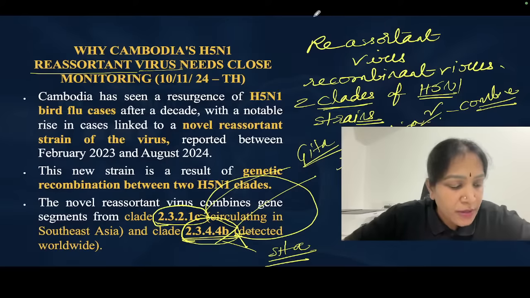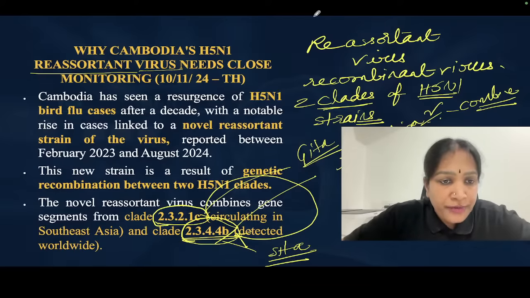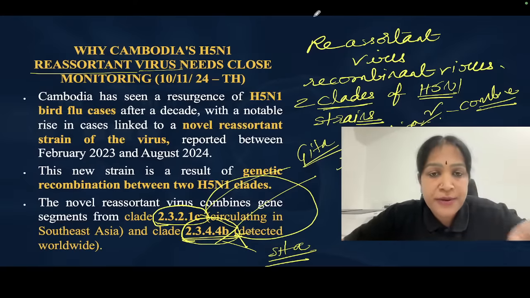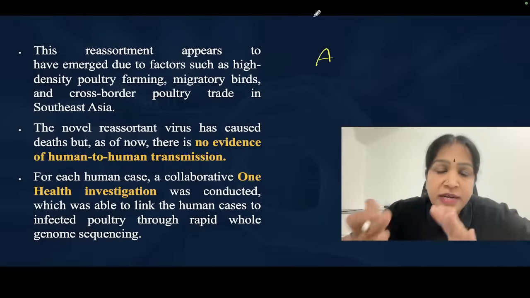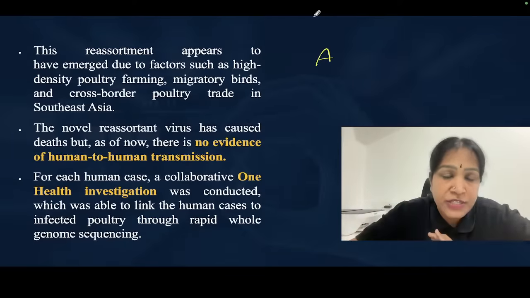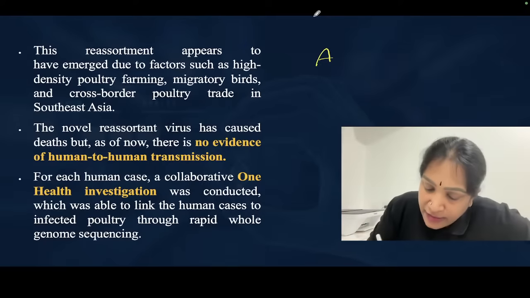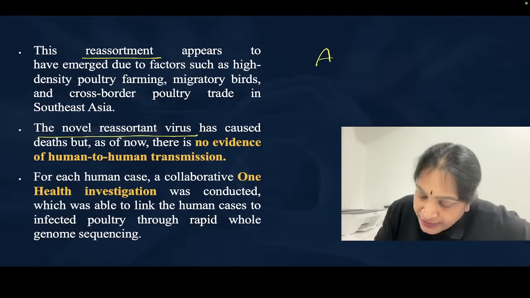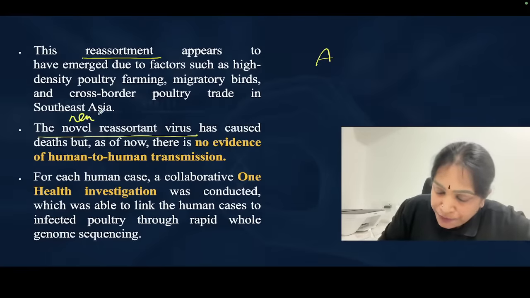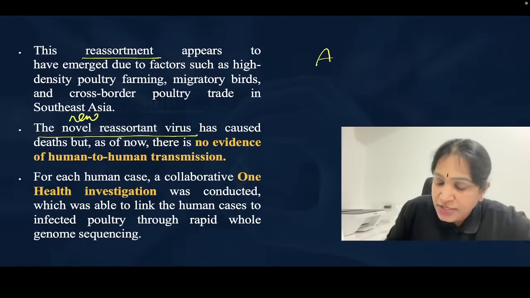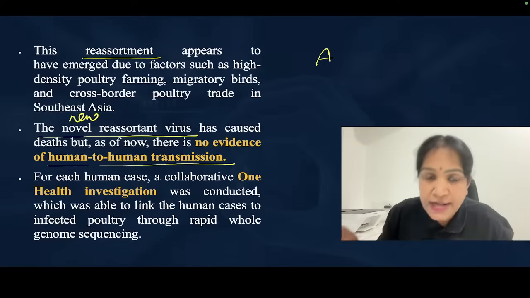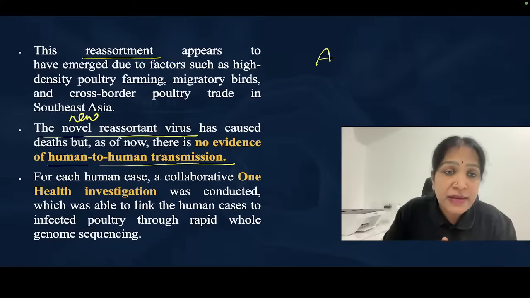Okay. So what are the two clades? 2.3.2.1, 2.3.4.4b. These are the two clades. The same person got infected by both of them. They both underwent recombination. A new combination between the two created the reassortment or recombination and a reassortant virus. The novel reassortant virus, novel means new. The new recombinant virus caused deaths as of now. But there is no evidence of human to human transmission. Is it clear? It is basically H5N1.